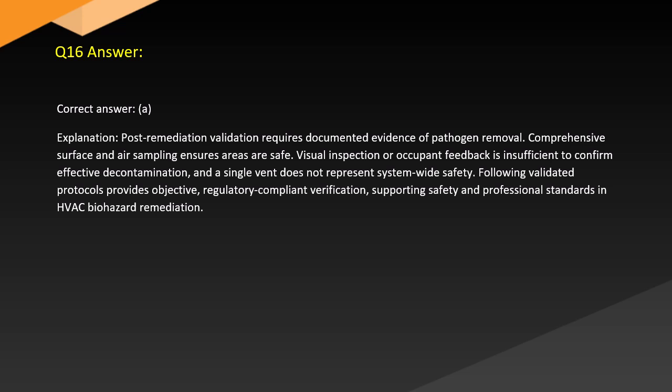Answer. Correct answer: A. Explanation. Post-remediation validation requires documented evidence of pathogen removal. Comprehensive surface and air sampling ensures areas are safe. Visual inspection or occupant feedback is insufficient to confirm effective decontamination, and a single vent does not represent system-wide safety. Following validated protocols provides objective, regulatory-compliant verification supporting safety and standards in HVAC biohazard remediation.